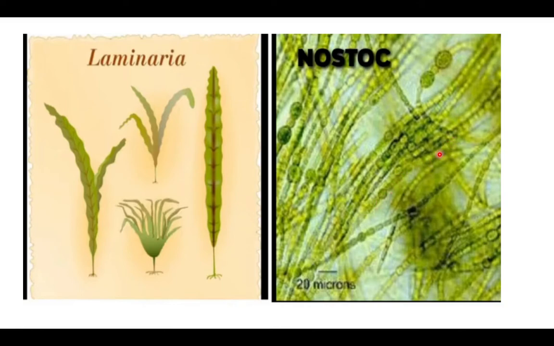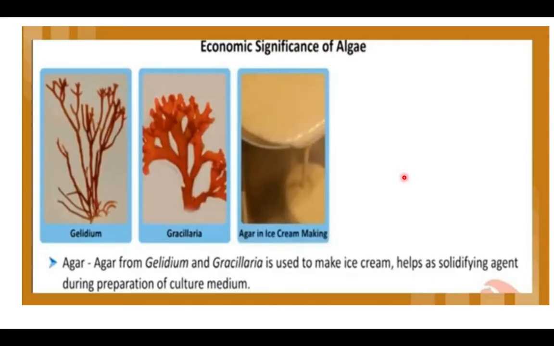This algae is used in the agriculture. This is blue-green algae which are essential, not only this nostoc, anabaena also. So it is used in fixing the atmospheric nitrogen in the soil. As you know well, nitrogen is very important for the plant growth. For fixing the atmospheric nitrogen in the soil, this nostoc is very much helpful, thereby increasing the fertility of the soil.